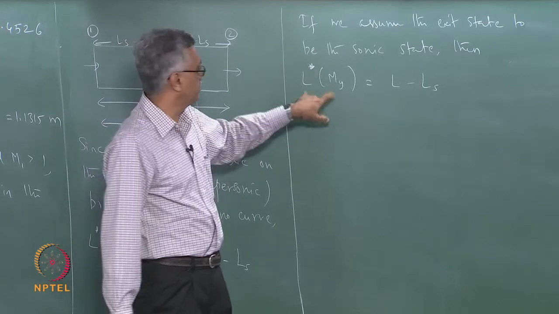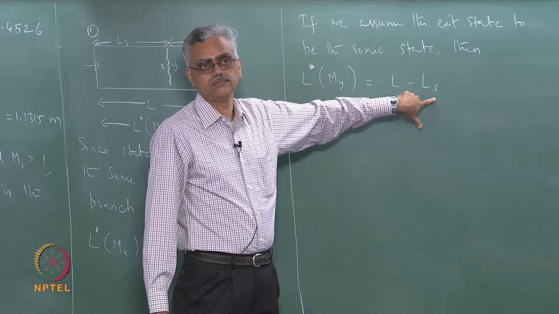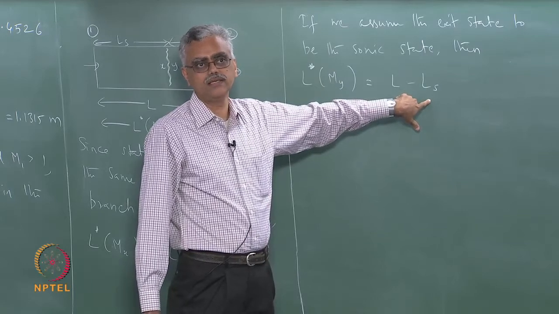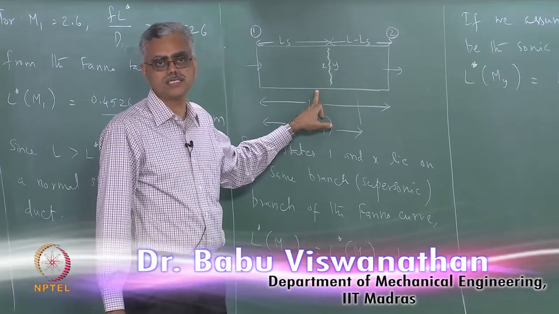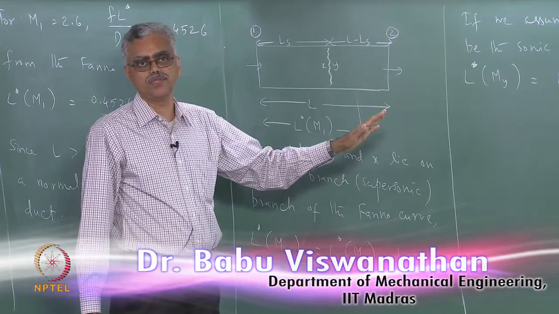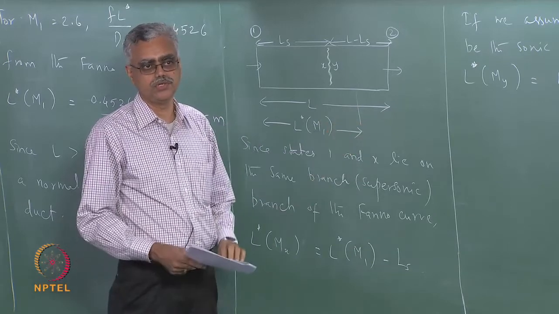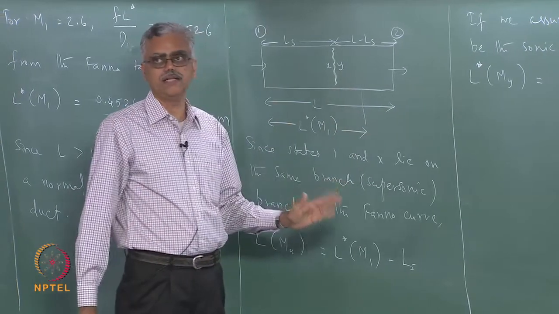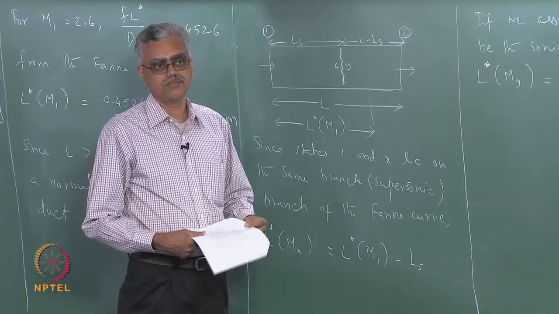I check to see whether this value is equal to this value. If they are not equal, then I adjust the shock location, I use a different value for Ls and repeat the same thing. That is the procedure that we are going to use. So, we will write a table and then do these calculations in the next class.